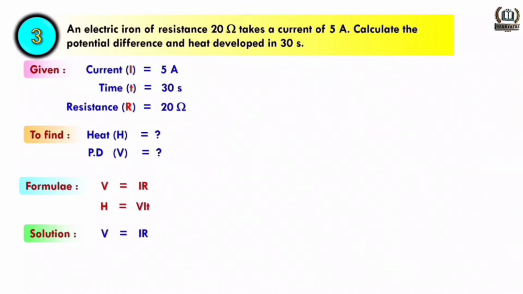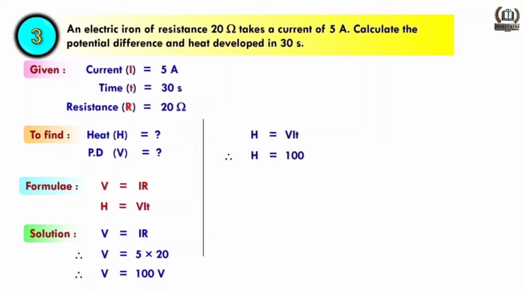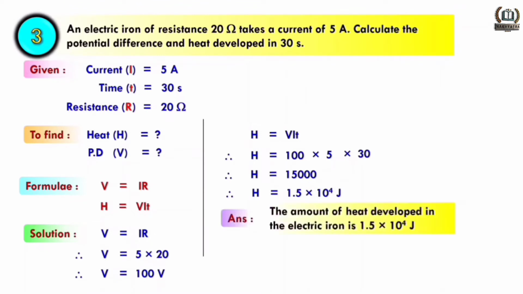Now let's solve it. First find the potential difference. Put the values. V equals 100 volt. Now find the heat. H equals V into I into T. Put the values here. Do the calculation. We will get heat equals 15,000. Therefore heat equals 1.5 into 10 to the power 4 joule. So the answer is the amount of heat developed in the electric iron is 1.5 into 10 to the power 4 joule. Is that alright? These are all formula based questions. You can do it easily if you know the formula.